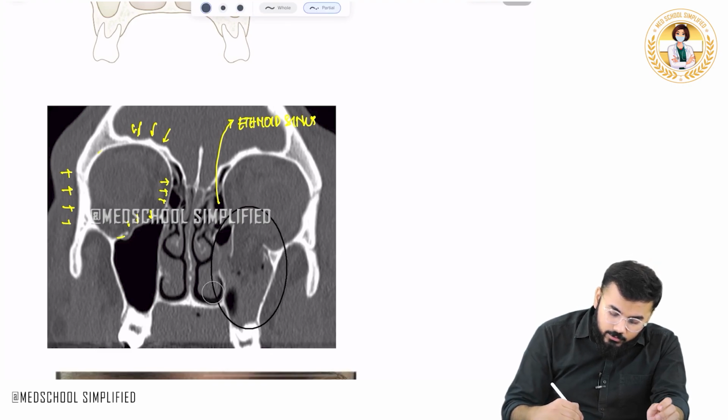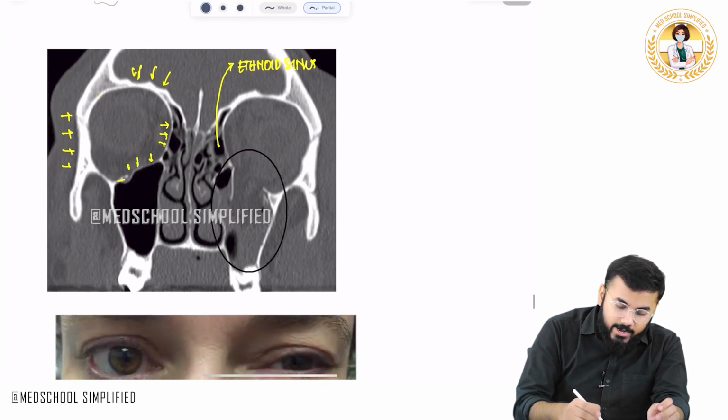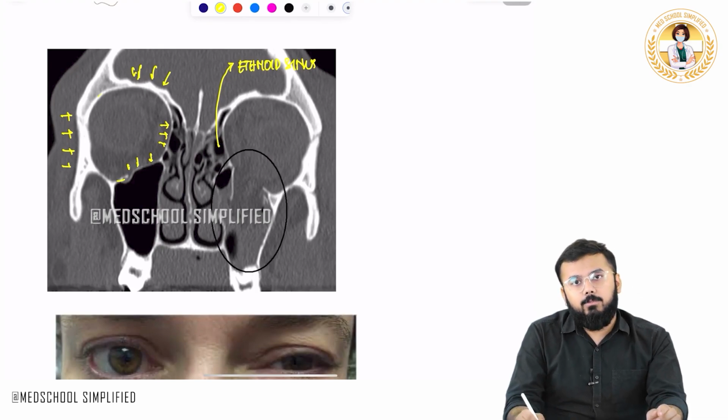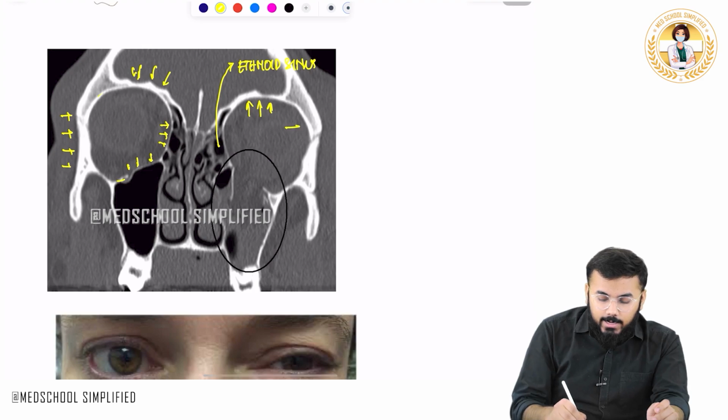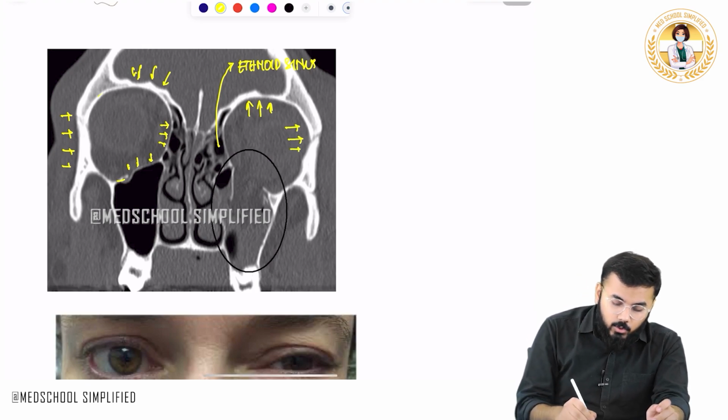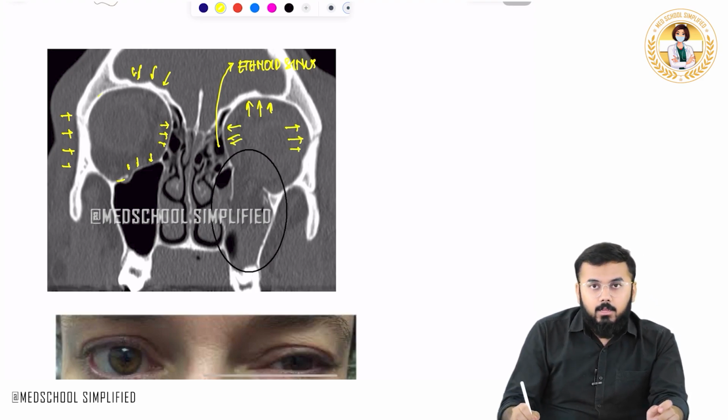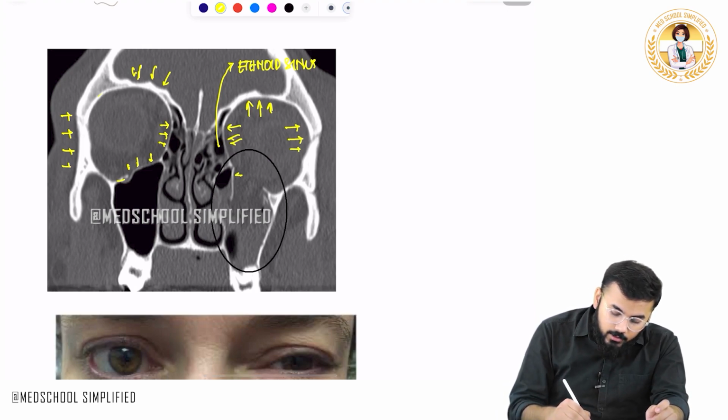Now look at this picture. In this picture, where is the fracture? Let us start discussing from the superior wall. Superior wall is fine, yes. Lateral wall is fine, yes. Look at the medial wall, it is also fine. But look at the inferior wall. You see the inferior wall is broken open over here, right?